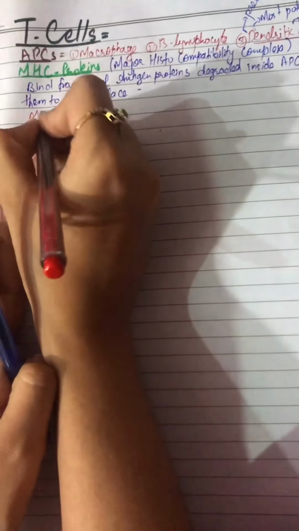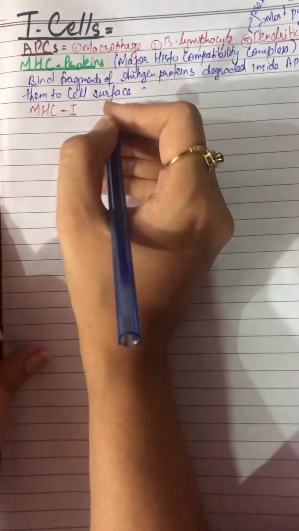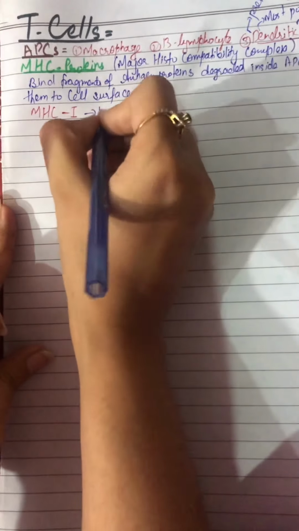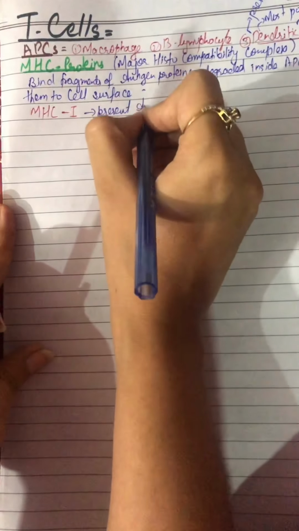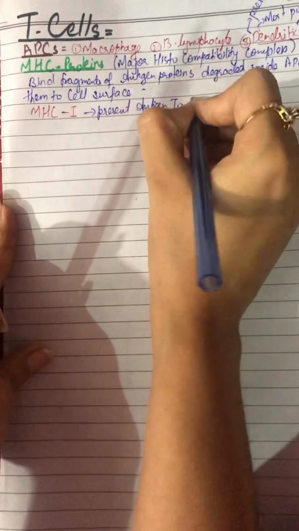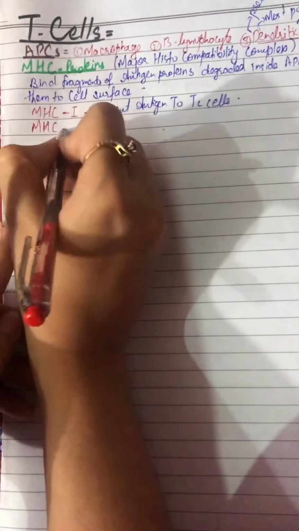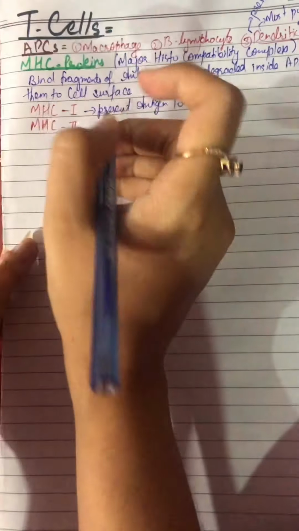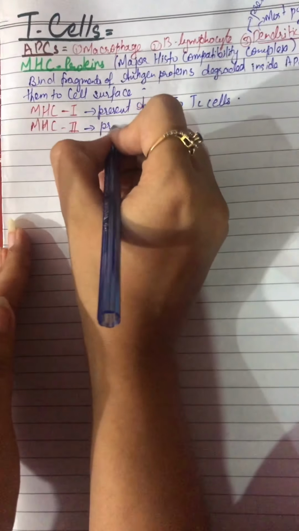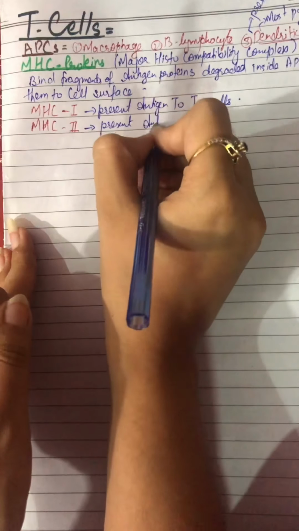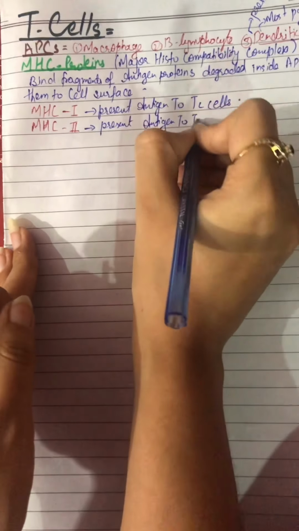Now the MHC class 1 presents antigen to the TC cells, or cytotoxic T cells, while the MHC class 2 presents to the TH cells, or the T helper cells. Now what these are, we'll discuss it.